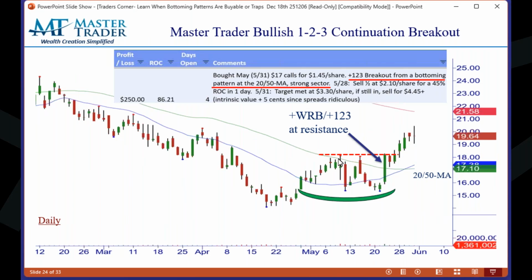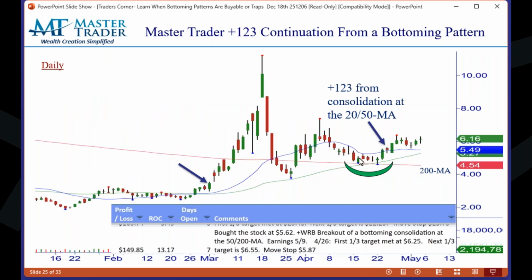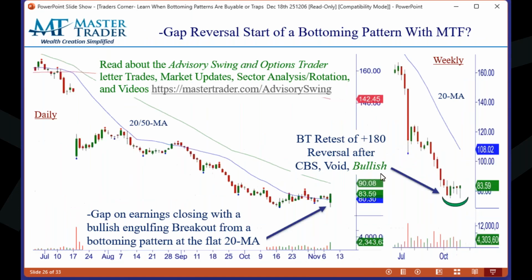Do y'all see this? Same but different. 1, 2, 3, same but different. 1, 2, 3 going sideways. You can do it again here. This one, the weekly, is a climactic buy setup, going sideways, far from the 20.